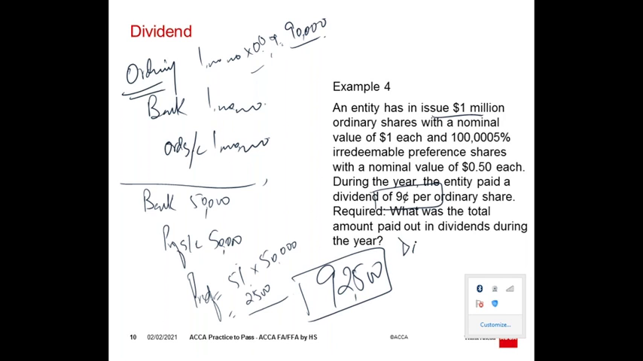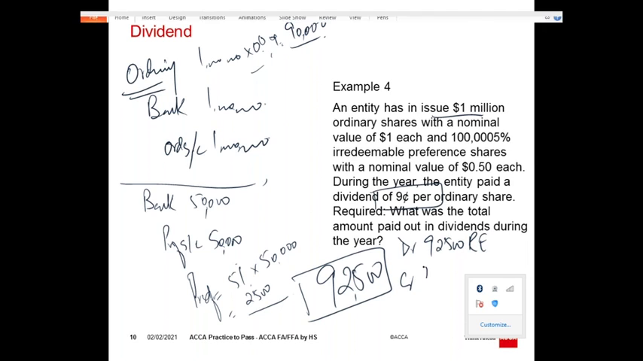The accounting entry will be debit retained earnings 92,500 and credit cash 92,500.